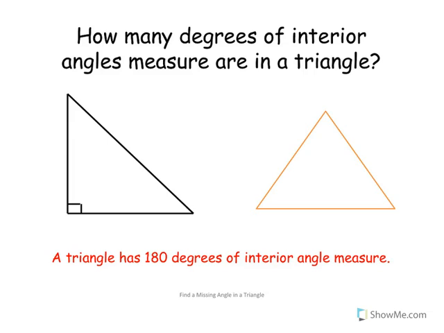So how many degrees do we have in a triangle? A triangle has 180 degrees of interior angle measure. The easiest way to prove that without using a protractor is just to take a square, or a rectangle, but a square is easier. We know that a square is going to have 4 90-degree angles, and we cut it diagonally, right?